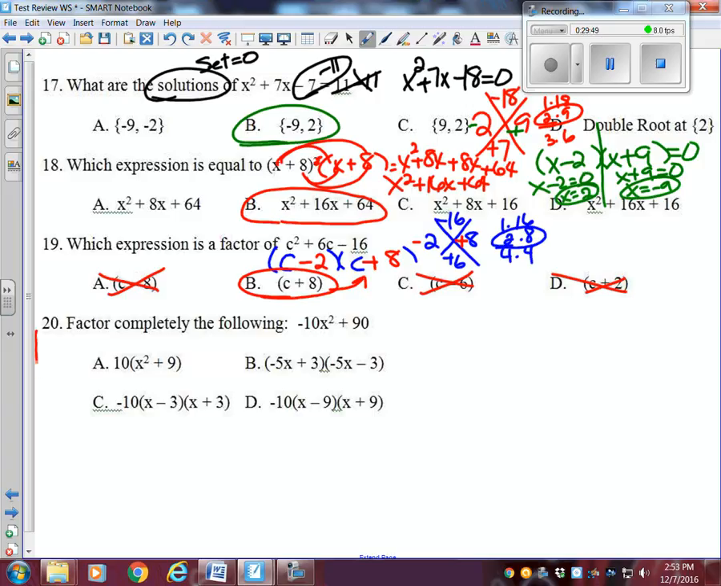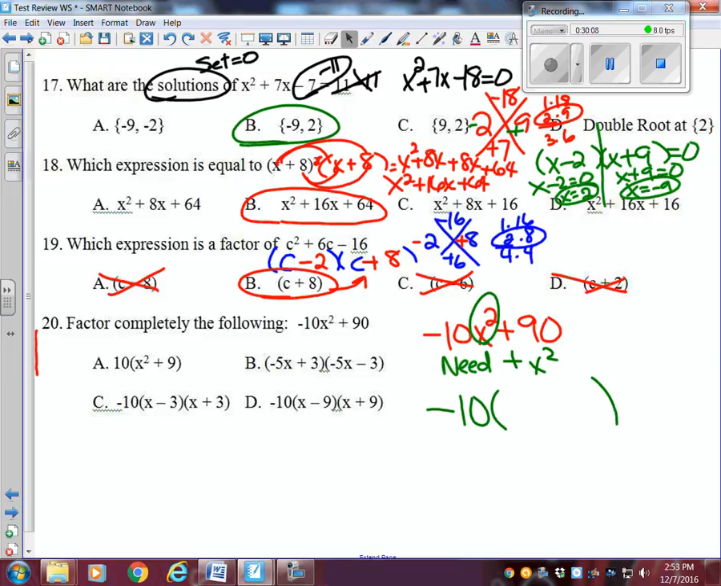Factor completely. So I'm going to take -10x squared plus 90. I don't like the x squared being negative. I need it to be positive x squared. So this time I'm actually going to factor out the negative and the 10 at the same time. So it's kind of like I'm going to divide by negative 10 and divide by negative 10. Negative divided by negative is positive, and x squared is left. 90 divided by negative 10 is negative 9.